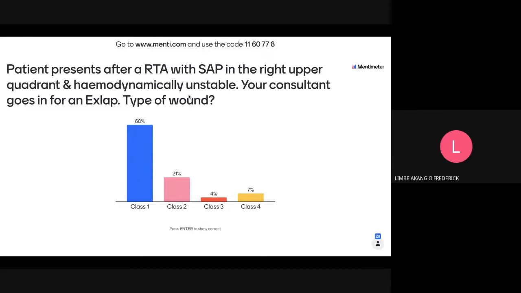I have a clarification. Is SAP severe abdominal pain? Yes, severe abdominal pain. So, thanks.